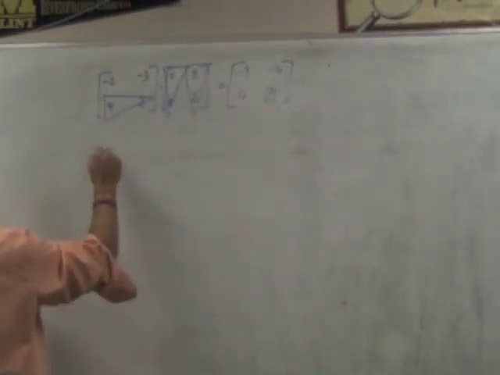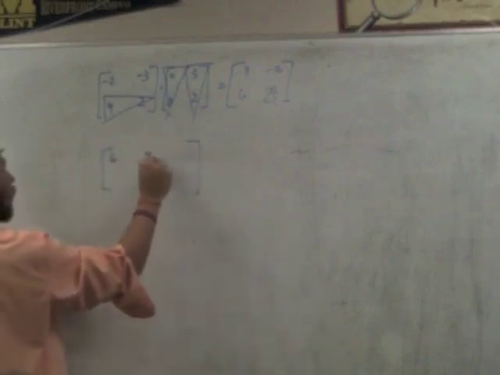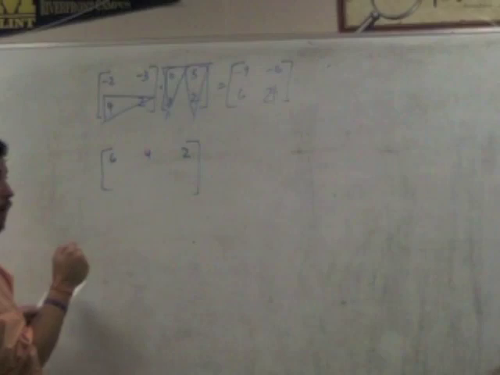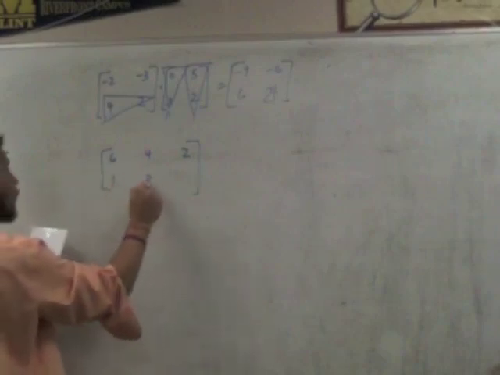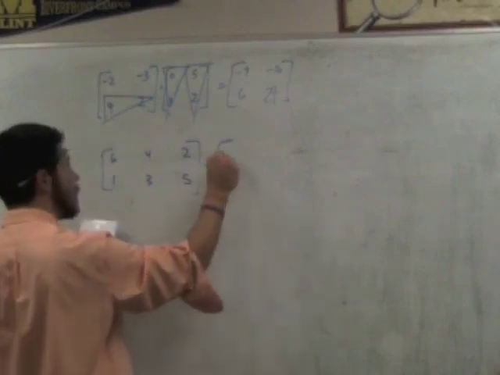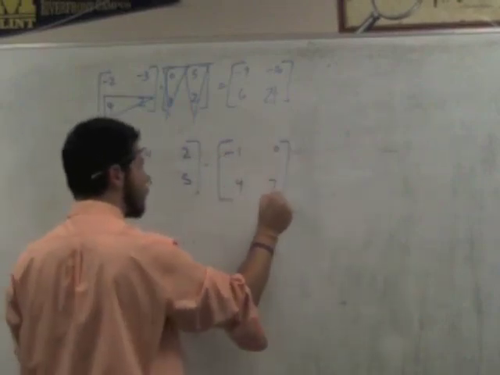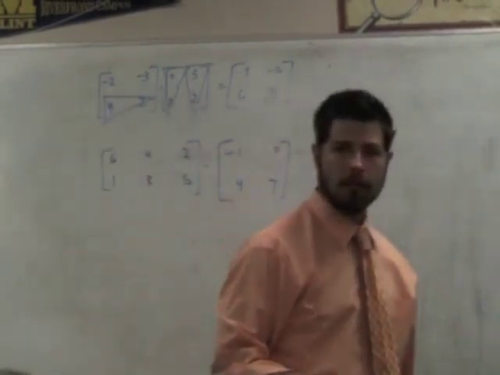Now the next problem, let's write this down. 6, 4, 2 in the top row, and 1, 3, 5. Multiplied by negative 1, 0, 4, 7. What do you notice? Different dimensions.